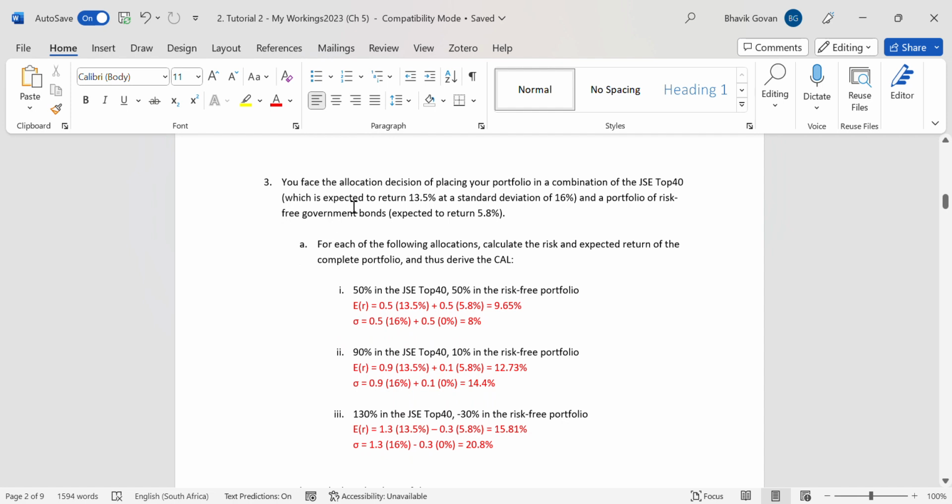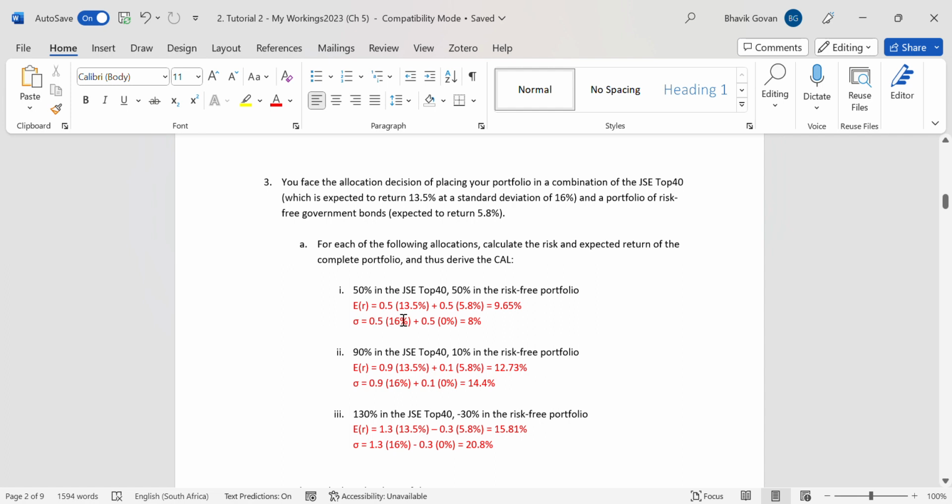Question 3. You face the allocation decision of placing your portfolio in a combination of the JSE Top 40, which is expected to return 13.5% at a standard deviation of 16%, and a portfolio of risk-free government bonds, with an expected return of 5.8%. For each of the following allocations, calculate the risk and expected return of the complete portfolio and thus derive the capital allocation line. So 50% in the JSE Top 40, 50% in the risk-free portfolio.